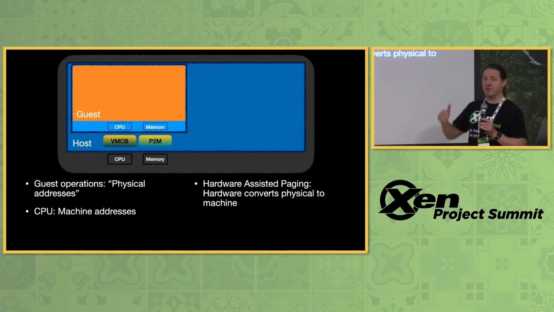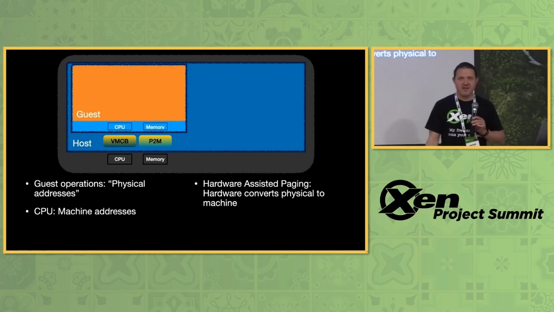And the hardware will do all the translation all the way from the virtual addresses through the guest page tables, through the P to M, down to the physical addresses so that it actually can access the page that you want to access. Okay, so that's what we're trying to virtualize. Are there any questions about that so far? Okay.